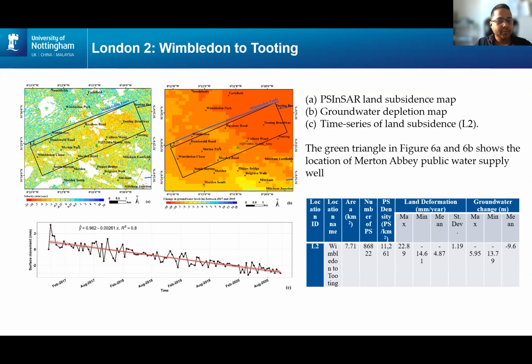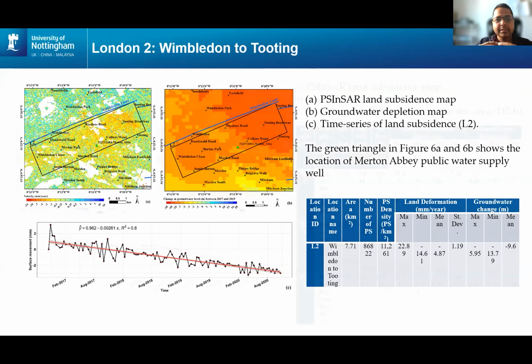This is one of the most highly used wells in London, or we can say it's uncontrolled extraction. So we have a lot of literature where it says that the groundwater extraction from the Martin Abbey well is uncontrolled, and this uncontrolled extraction creates drawdown in the whole nearby area, and this is the main reason for subsidence here, and can be seen clearly in our maps.